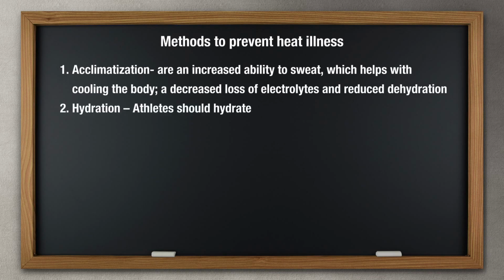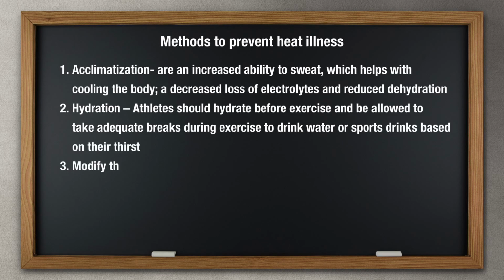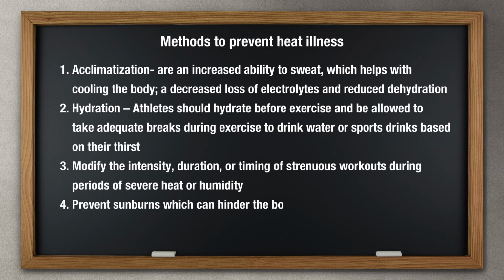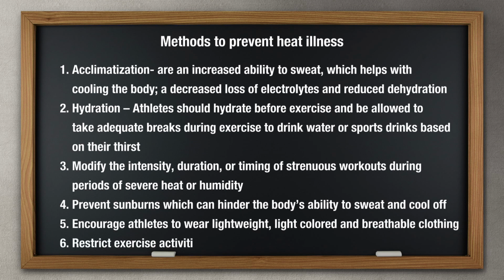2. Hydration. Athletes should hydrate before exercise and be allowed to take adequate breaks during exercise to drink water or sports drinks based on their thirst. 3. Modify the intensity, duration, or timing of strenuous workouts during periods of severe heat or humidity. 4. Prevent sunburns, which can hinder the body's ability to sweat and cool off. 5. Encourage athletes to wear lightweight, light-colored, and breathable clothing. 6. Restrict exercise activities if the athlete is currently ill.